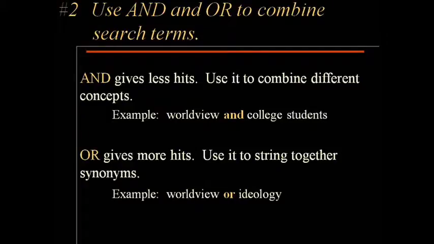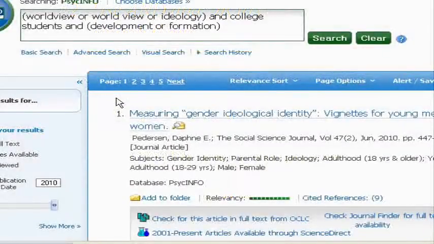Remember that and always gives you less hits. The more things you and together, the less you get. And you can use that to combine different concepts like we did with worldview and college students. Or, on the other hand, gives you more hits, and that's what you use to string together your synonyms. If you try something and you're not getting enough, try to think of an alternative word and or it into your search statement. By using those ands and ors, you can really influence the results you get and cut down your research time considerably.